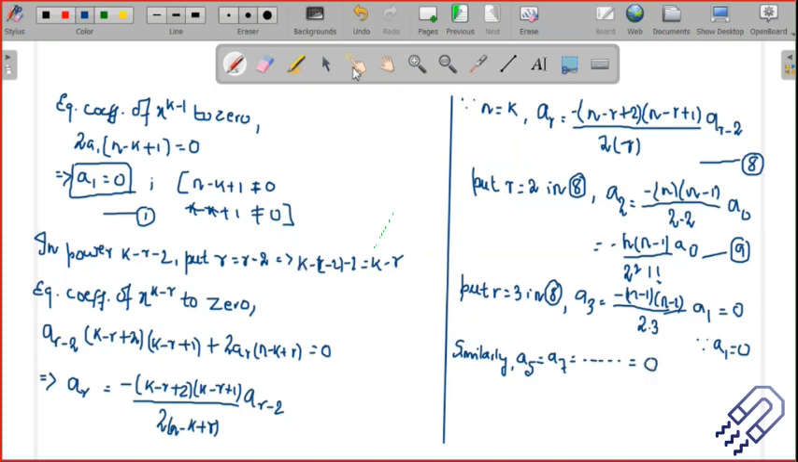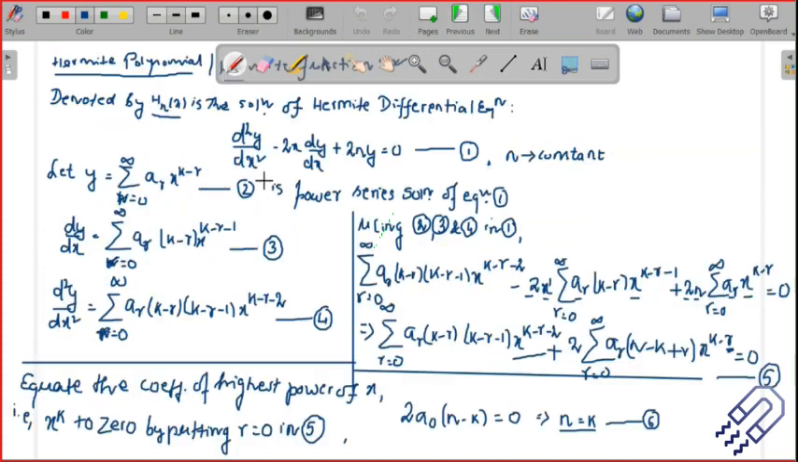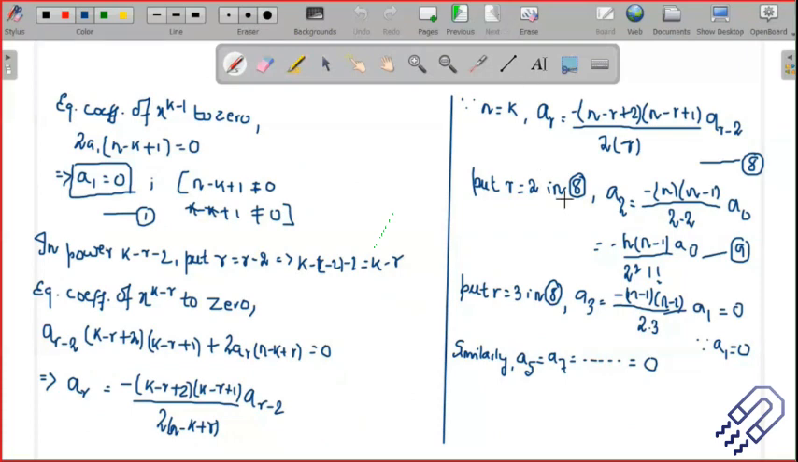That means if we just look into the series now, let's have a look here. This is the series. All the odd terms are going to be 0. a1, a3, a5 are going to be 0. That means we are just going to be left with the even terms. So this is a very important observation. That's why we are actually going to use it. Now let's put r is equal to 4 and check what is happening. We don't need to check for 5, 7 and so on. Put r is equal to 4 in expression 8.